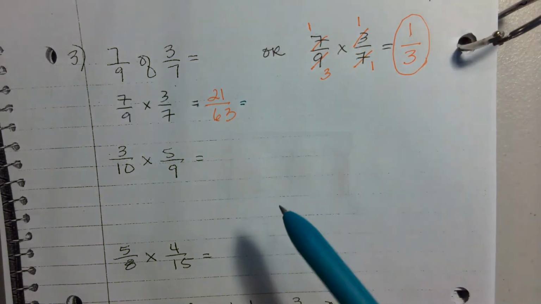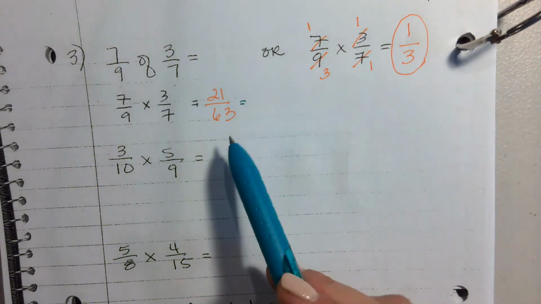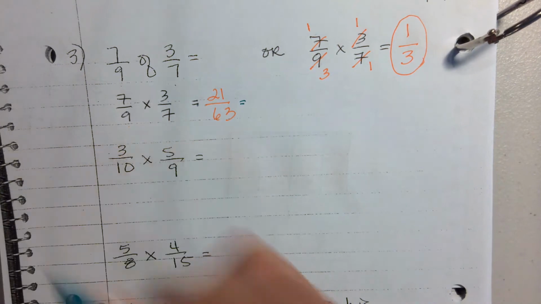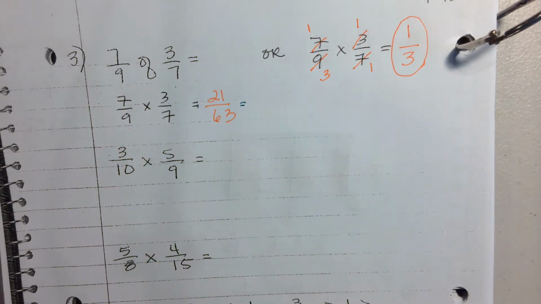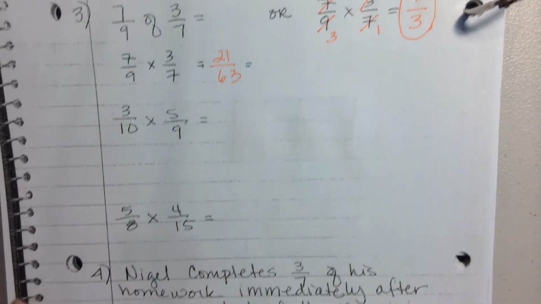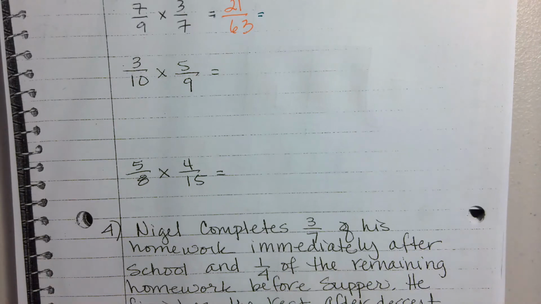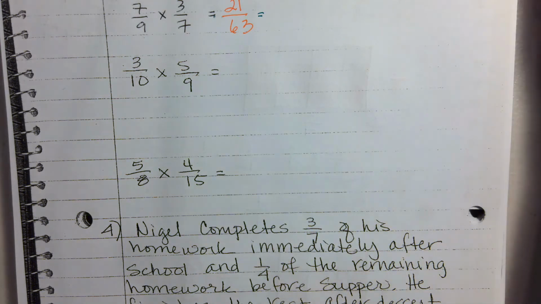And you've made your life a whole lot easier on having to multiply instead of having to come over here and possibly multiply. So what your job is going to do right now is I want you to try to use cross-canceling to solve 3/10 of 5/9 and 5/8 of 4/15, and then come back to check your work.